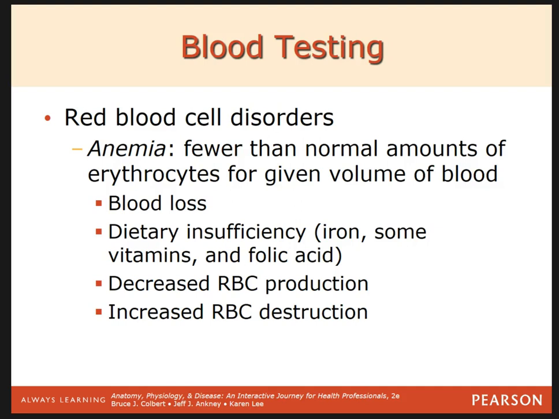It could be autoimmune, or we could have an increase in the red blood cell destruction. So our body makes and replaces red blood cells about once every 3 months or so. So if there's a disruption and we get more broken down than we're supposed to, or there isn't enough being made to replace what's getting broken down, we could suffer from anemia.